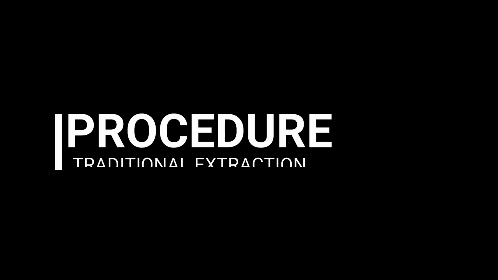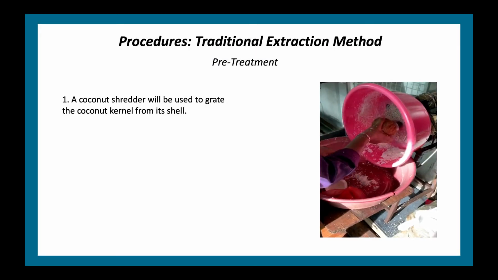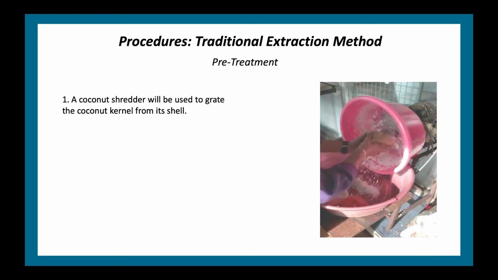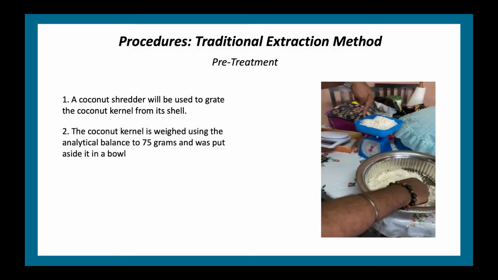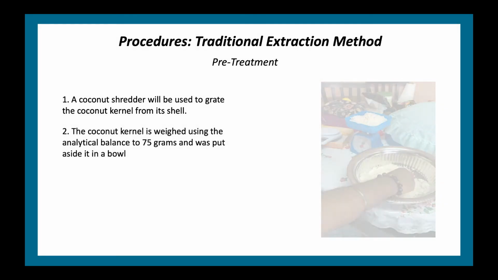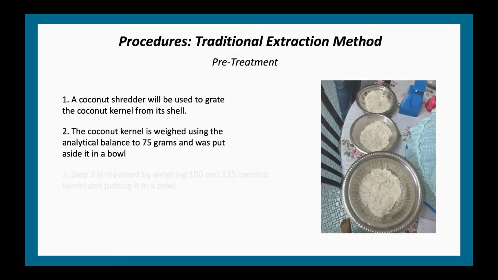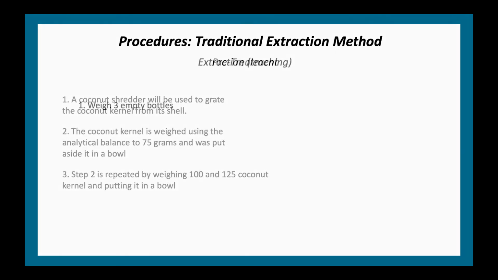For the procedures of the traditional extraction method, first of all, a pre-treatment process must be done. A coconut shredder will be used to grate the coconut kernel from its shell. Next, the coconut kernel is weighed using the analytical balance to 75 grams and put aside in a bowl. Lastly, this step is repeated by weighing 100 and 125 grams of coconut kernel and putting them in a bowl.